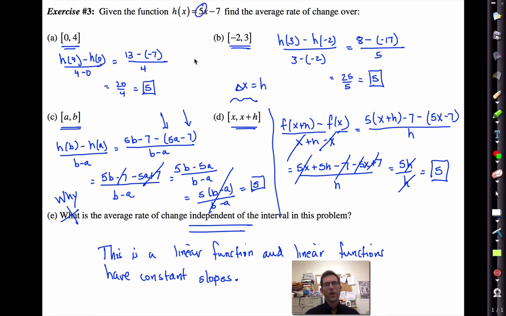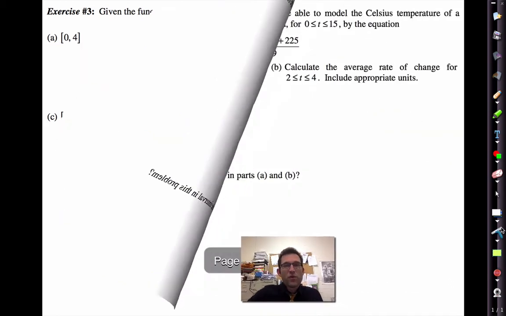Right? And that's important. What makes a linear function is that its average rate of change is always the same no matter what 2 points you pick. What makes things nonlinear is that the average rate of change changes. All right. Pause the video now and copy down anything you need to. All right, I'm going to clear out the text. And let's keep moving on.